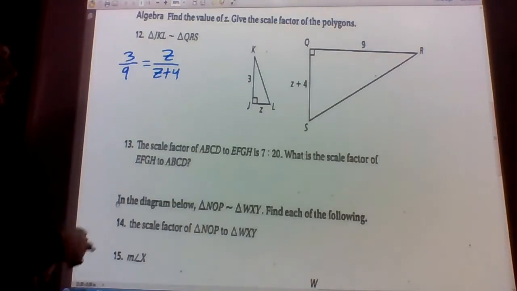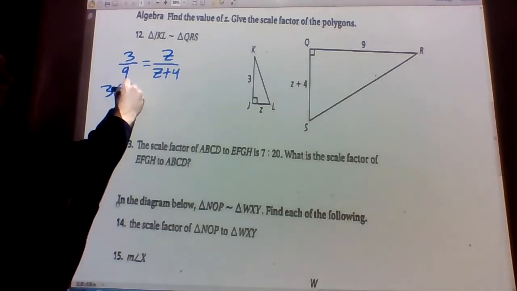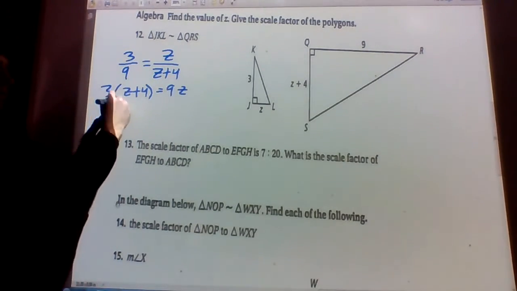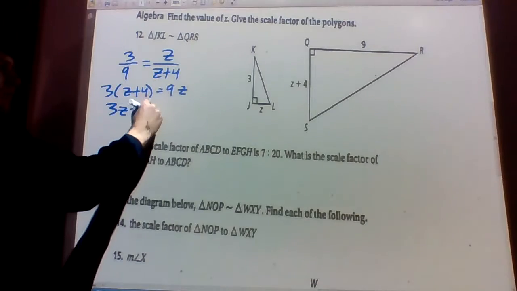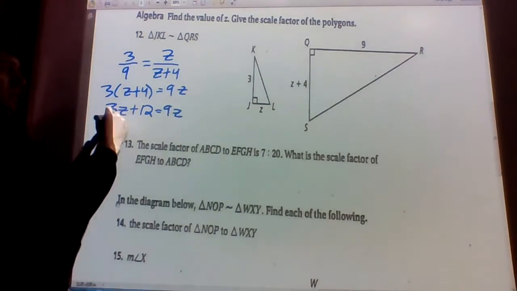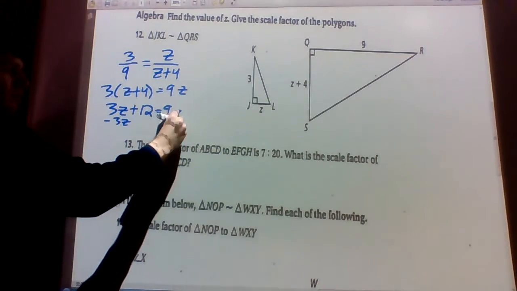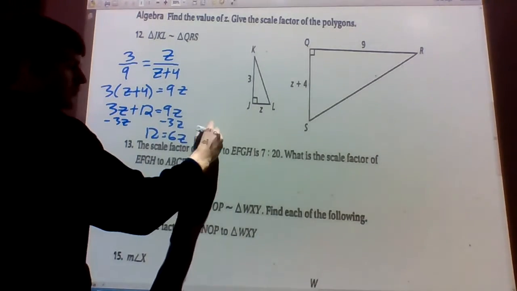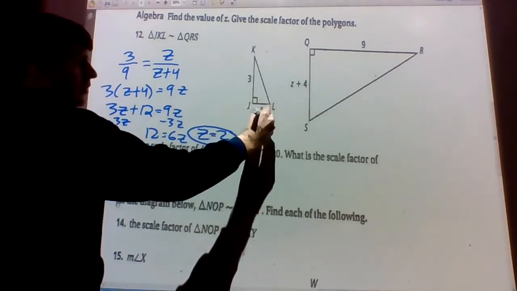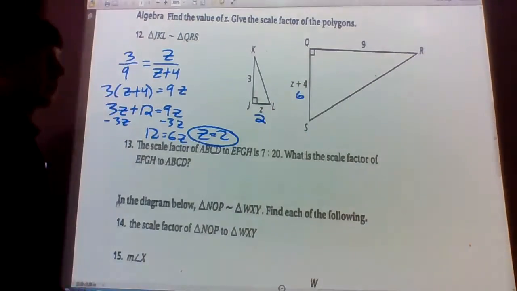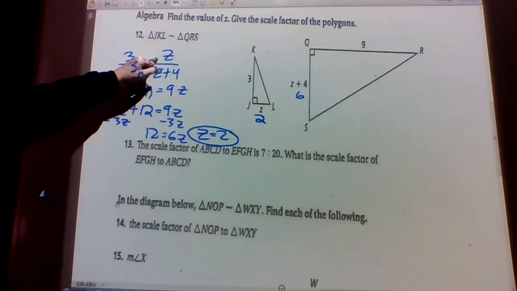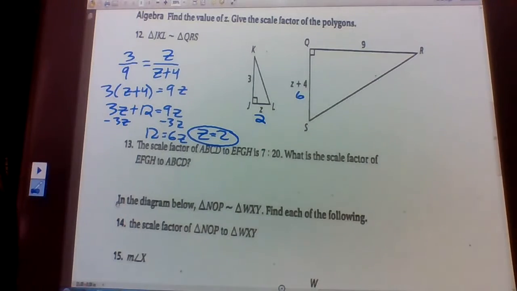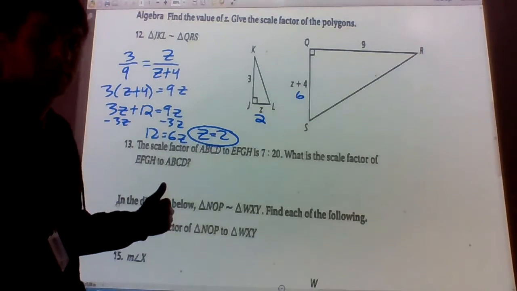Okay, you have your ratios, now you can cross multiply and solve. So 3 times Z plus 4 equals 9 times Z. You distribute, that's 3Z plus 12 equals 9Z. Subtract 3Z, you get 12 equals 6Z. Divide by 6, you're going to get Z equals 2. So if you plug that in, 3 over 9 should equal 2 over 6. Right? Those both equal 1/3, we're good.